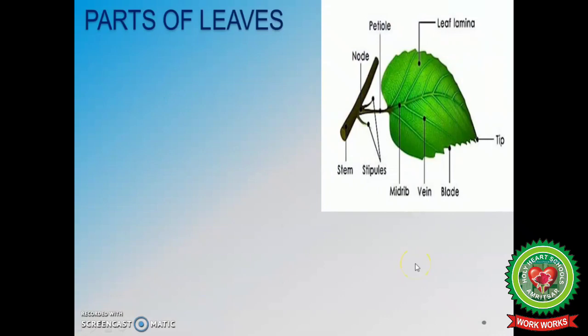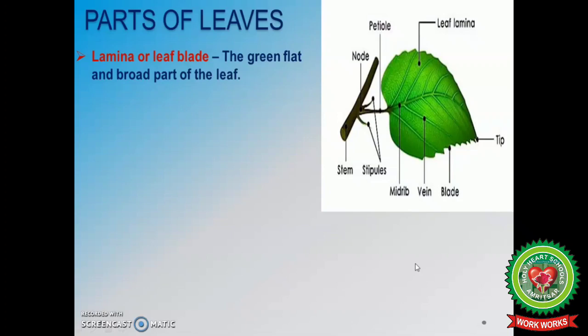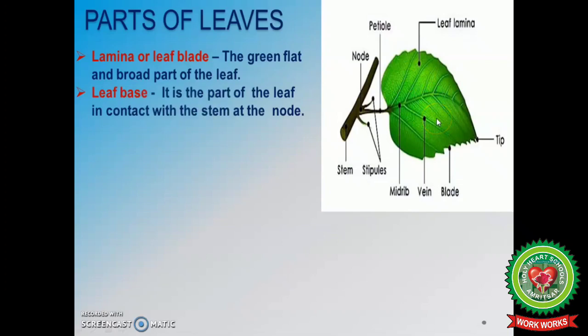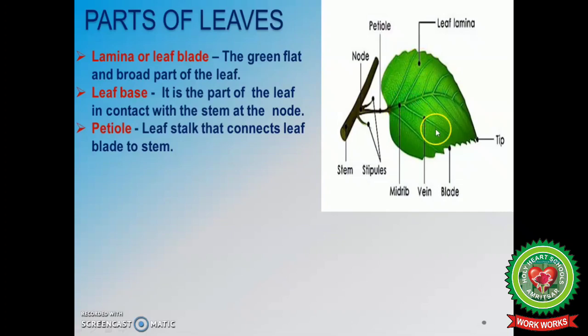Parts of leaves. First one, lamina, also known as leaf plate. The green, flat and broad part of the leaf is called leaf lamina. Leaf base. It is the part of leaf in contact with the stem at the node. Petiole. Leaf stalk that connects leaf plate to the stem is called petiole.